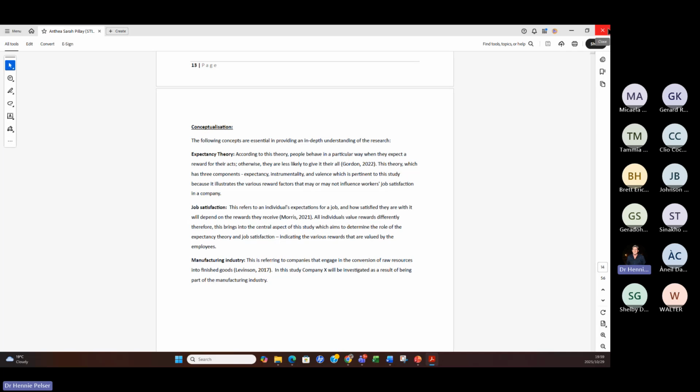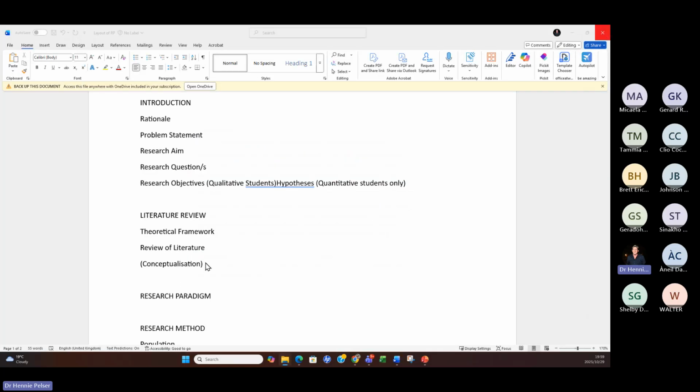The best terms: I would definitely not have put in expectancy theory, but I would have put in job satisfaction. I would have put in manufacturing. I wouldn't have put in expectancy theory. Can I verify it? If it's not there, just ignore this in brackets thing, guys. Just ignore it.